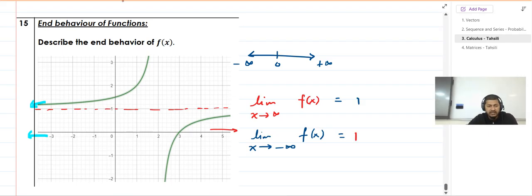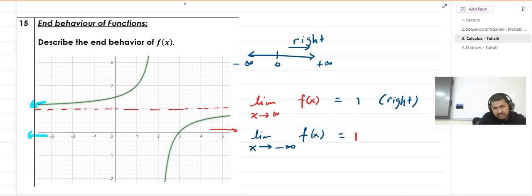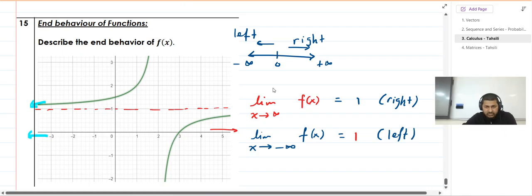So describe the end behavior. I described the left end behavior and the right end behavior. This is for the right. Okay, this is the right end behavior because it's on the right, okay, going towards positive infinity. And this is the left end behavior, is going towards the left. Alright, that's the left end behavior. I hope you guys understood everything.